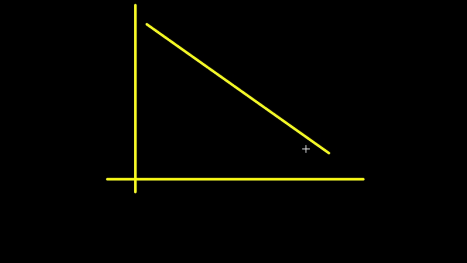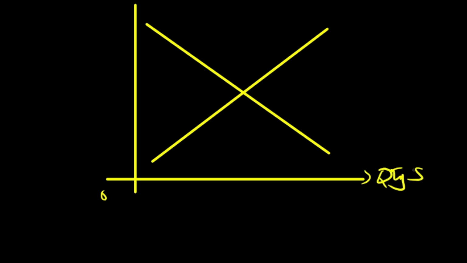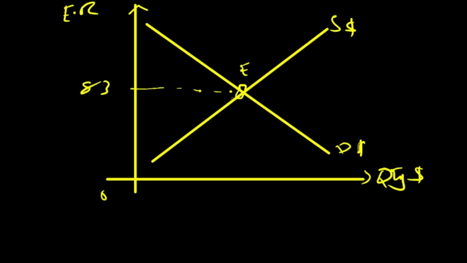So this is demand of dollars, this is supply of dollars. For example, this is the origin point. On x we have quantity of dollars, and this is demand of dollars, and this is supply of dollars. On y we have exchange rate. So equilibrium takes place at E, where the exchange rate is set at, let's say, 83 Indian rupees per dollar, and this is quantity.